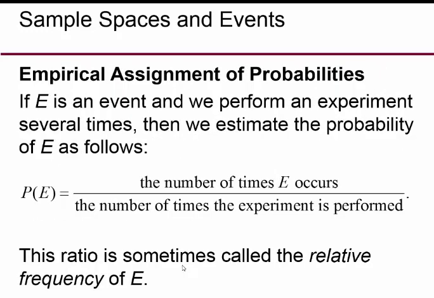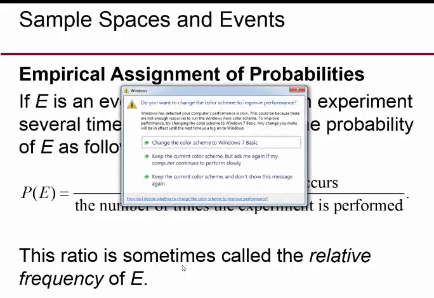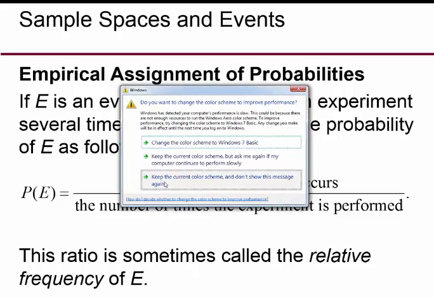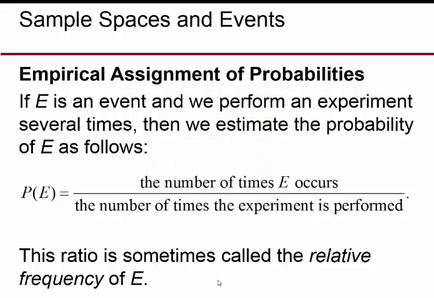So, empirical assignments of probability. If E is an event and we perform an experiment several times, then we can estimate the probability of E as follows. The probability of E is equal to the number of times E occurs divided by the number of times the experiment is performed. This ratio is sometimes called the relative frequency of E.